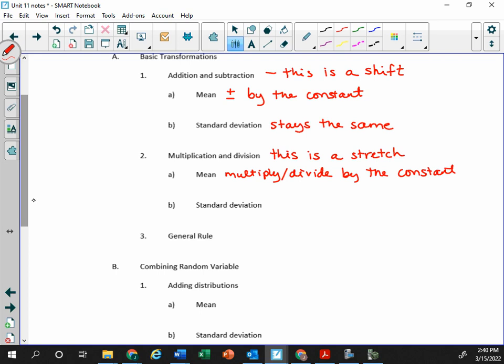Okay, for the standard deviation, let's think about this. Let's say my initial scores ranged from 0 to 100, and I doubled it. Now what do my scores range from? 0 to 200. What happened to the spread? It also doubled, right? So for standard deviation, if it's multiplying, if it's getting stretched, it also stretches. So it's the same thing: multiply or divide by the constant. Hopefully that makes sense, how adding and subtracting differs from multiplying and dividing.